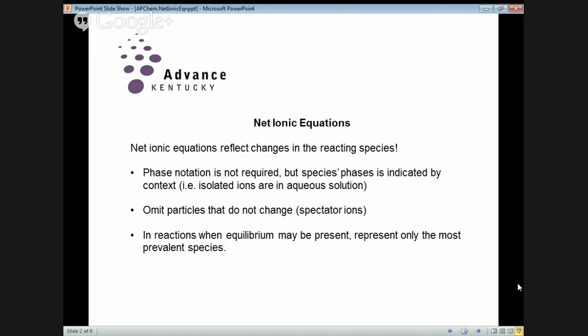And then the last point here is that many reactions have several species present in an equilibrium of a weak acid. You'll have some weak acid and its conjugate base, but in terms of writing the net ionic equation, you really are only expected to represent the most prevalent species.